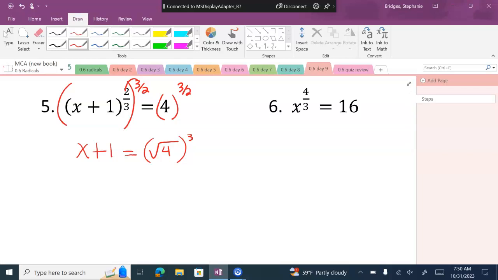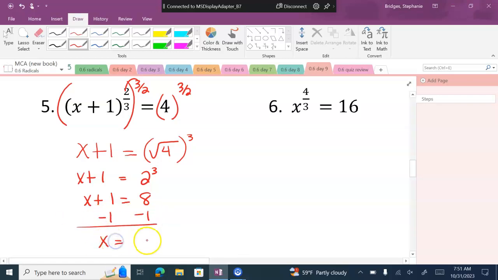What does 4 to the 3/2 power simplify to be? What is the square root of 4? 2. And then 2 to the third power is 8. And then to finish solving that for x, I just subtract the 1, yep. And so I'm going to get x is equal to 7. And again, you can do your check in the parentheses. 7 plus 1 is 8. Does 8 to the 2/3 power equal 4? It does.